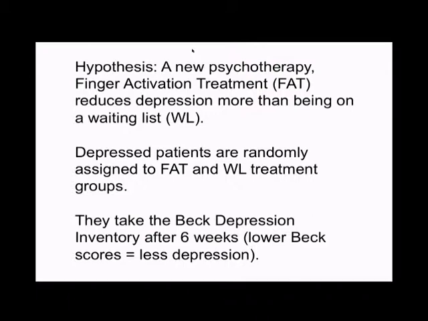So we randomly assign people to either the FAT group or the waiting list group. So they call in for this experiment. We're paying them a certain amount to participate. We flip a coin to decide which group they're going to be in. So they go through the treatment, and then at the end of 6 weeks, they take the Beck Depression Inventory. So the lower your score on the Beck Depression Inventory, the less depressed you are, the better you're doing.